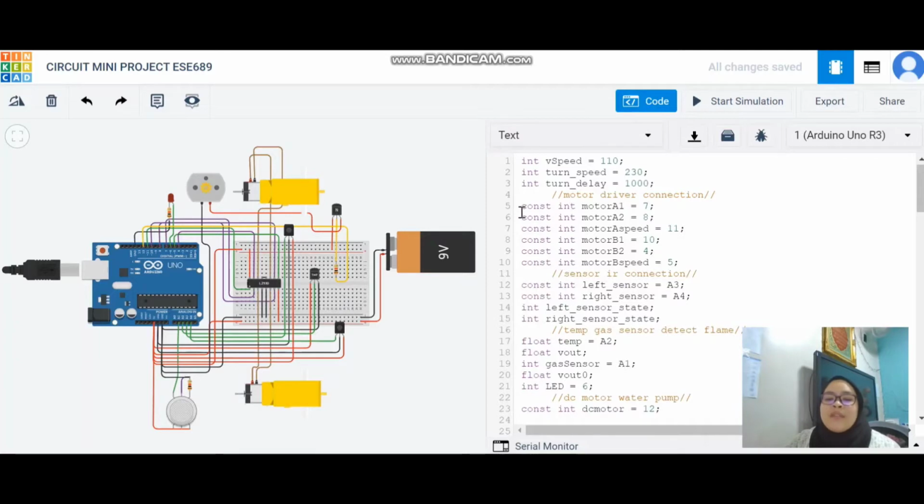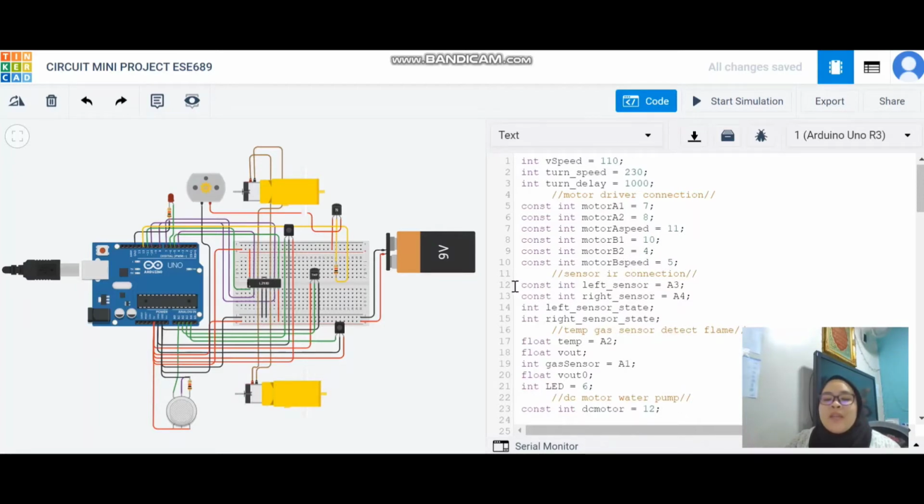Next, line 5 to line 10 is the declarations for the sensor IR connections, where we set motor A1 equal to 7, motor A2 equal to 8, motor A speed equal to 11, motor B1 equal to 10, motor B2 equal to 4, and motor B speed equal to 5.